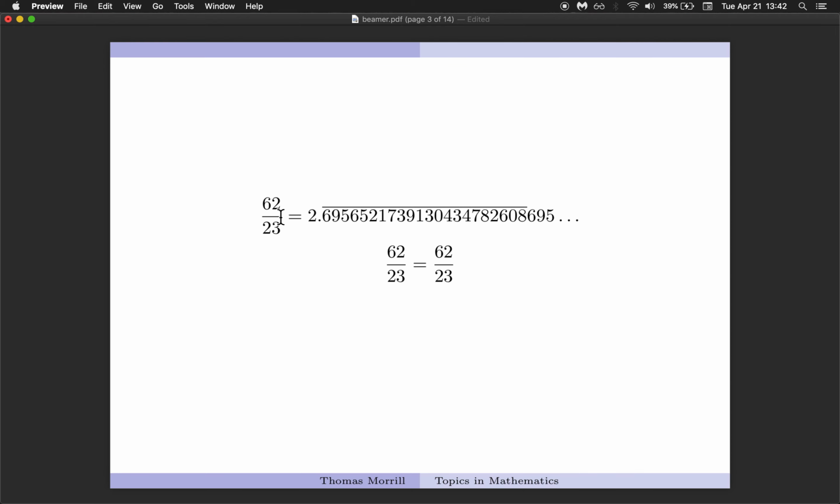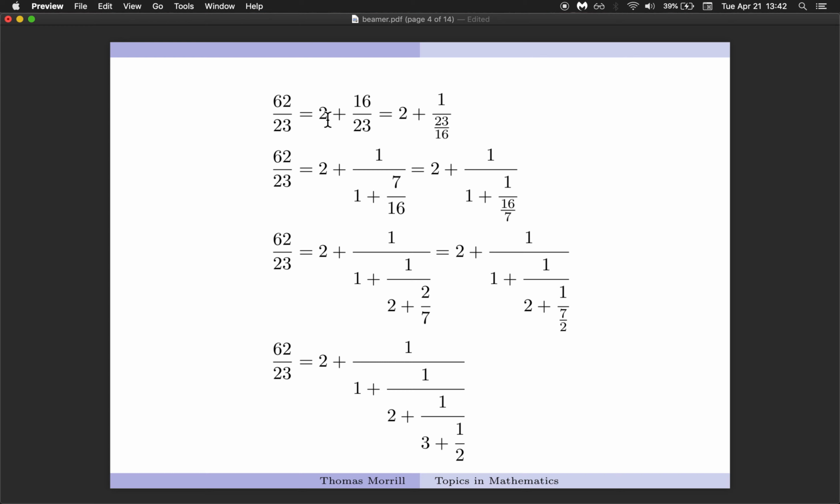So again, here is the decimal expansion of 62 on 23. Its decimal expansion is repeating, but it's much easier just to say, like, well, 62 on 23 is itself, right? I can convey the same algebraic information in far less amount of typesetting. So my first step I've already explained verbally. The integer part of this number is 2, and the fractional part of this number is 16 on 23.